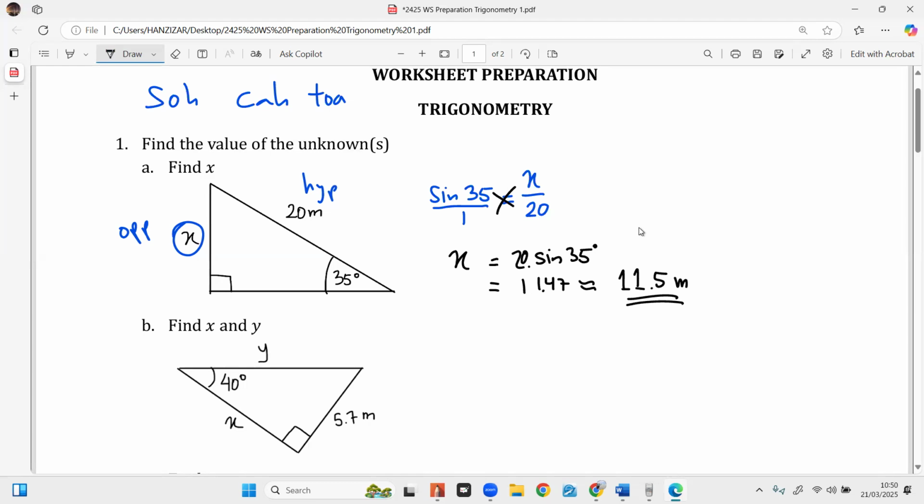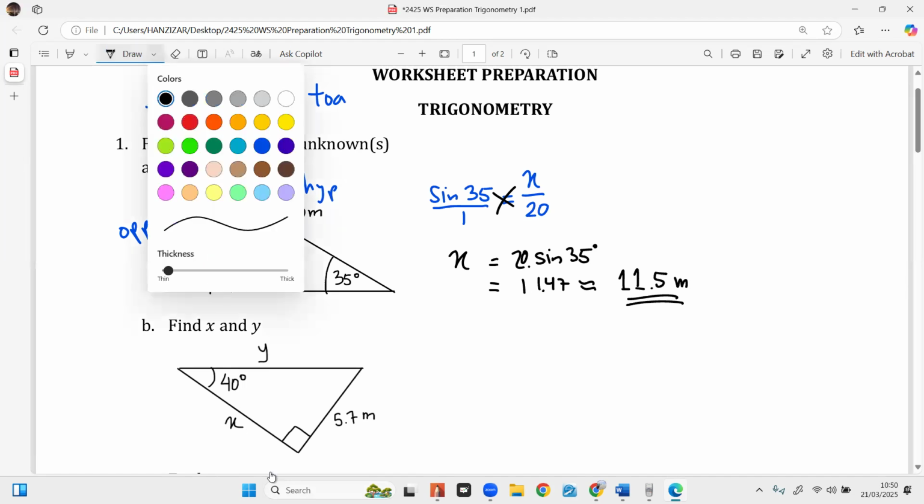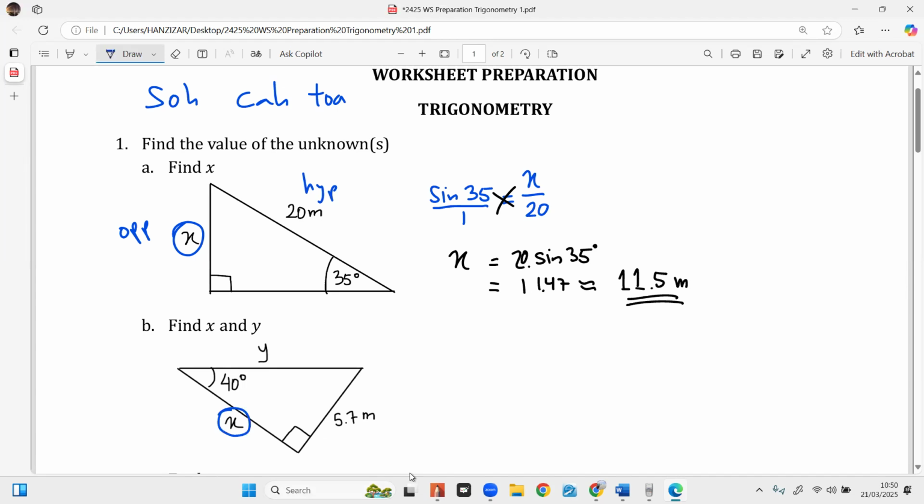For part B, you have to find both. You can use the formula as well. Which variable do you want to find first, x or y? Both of them are the same, so there is no priority on this part. Therefore, you can find any. So this is the adjacent, and this is the opposite. Tan, right? Tan 40 over 1 equals the opposite, which is 5.7, over x.